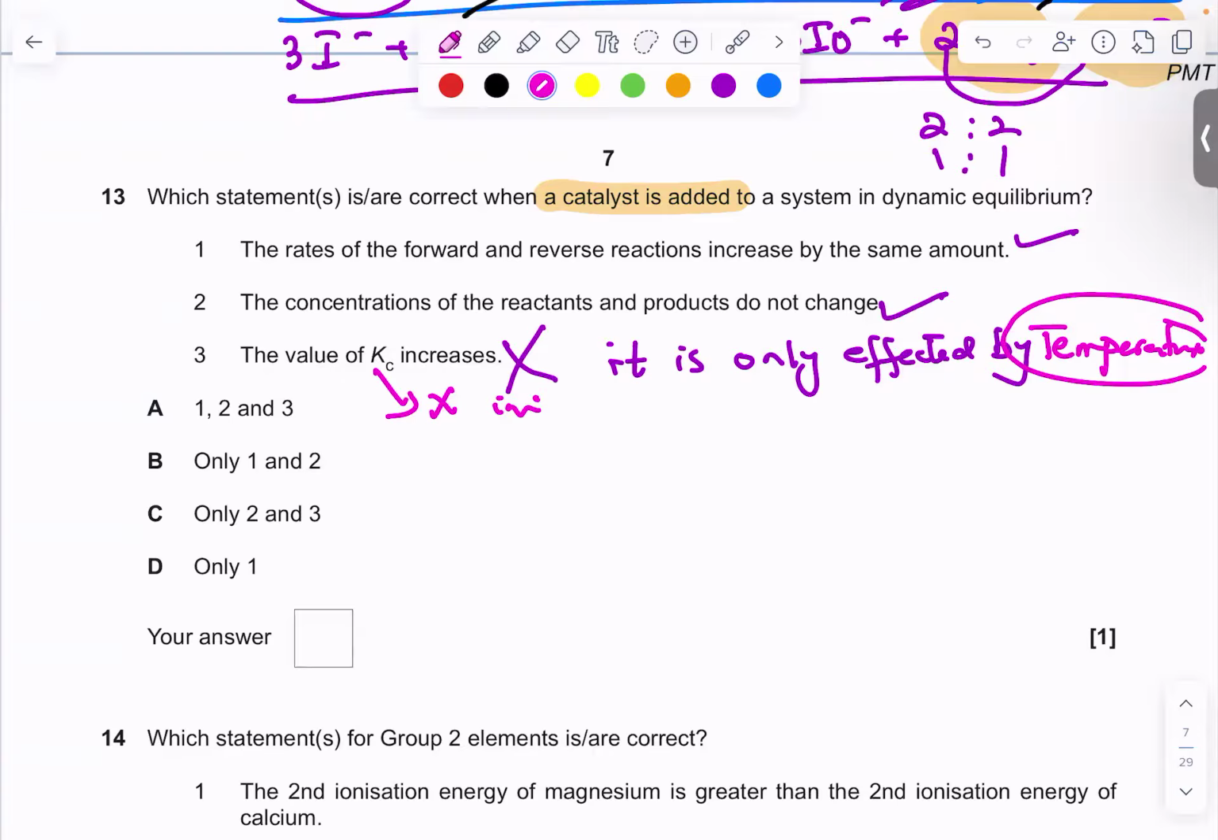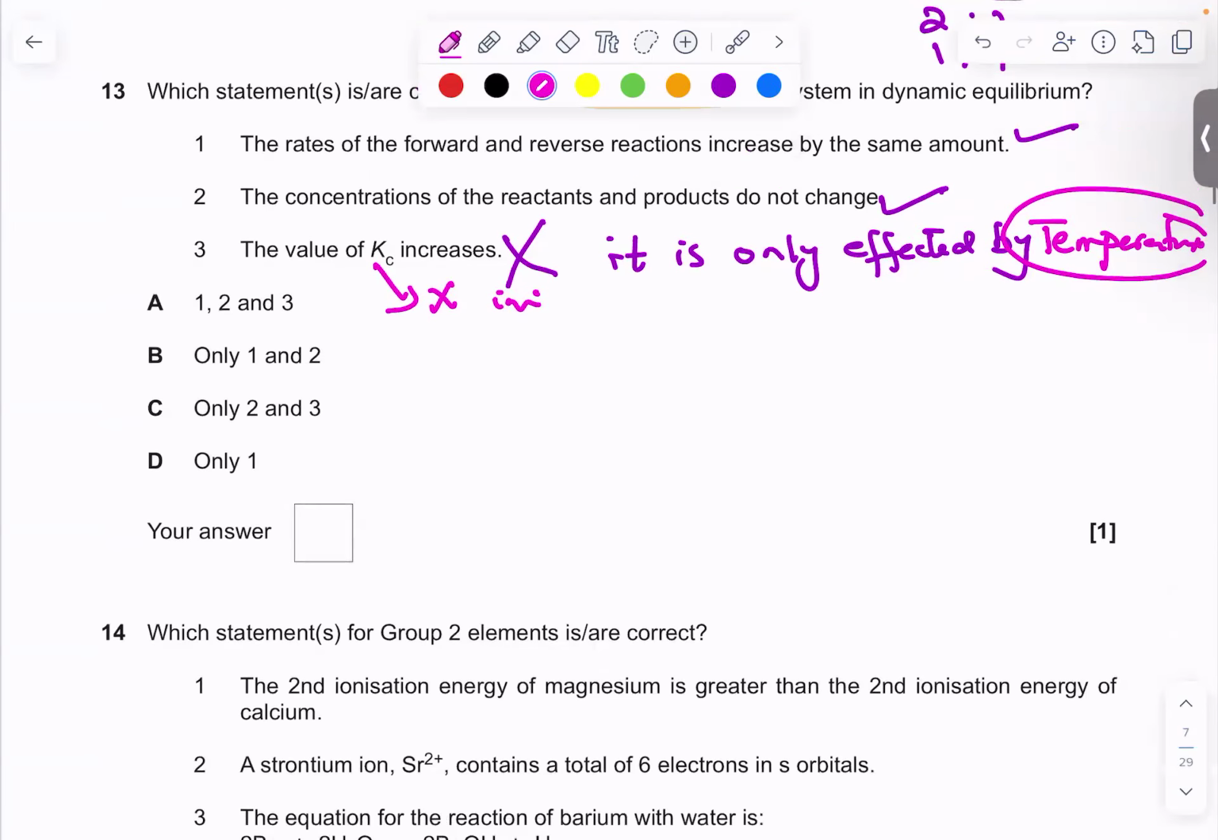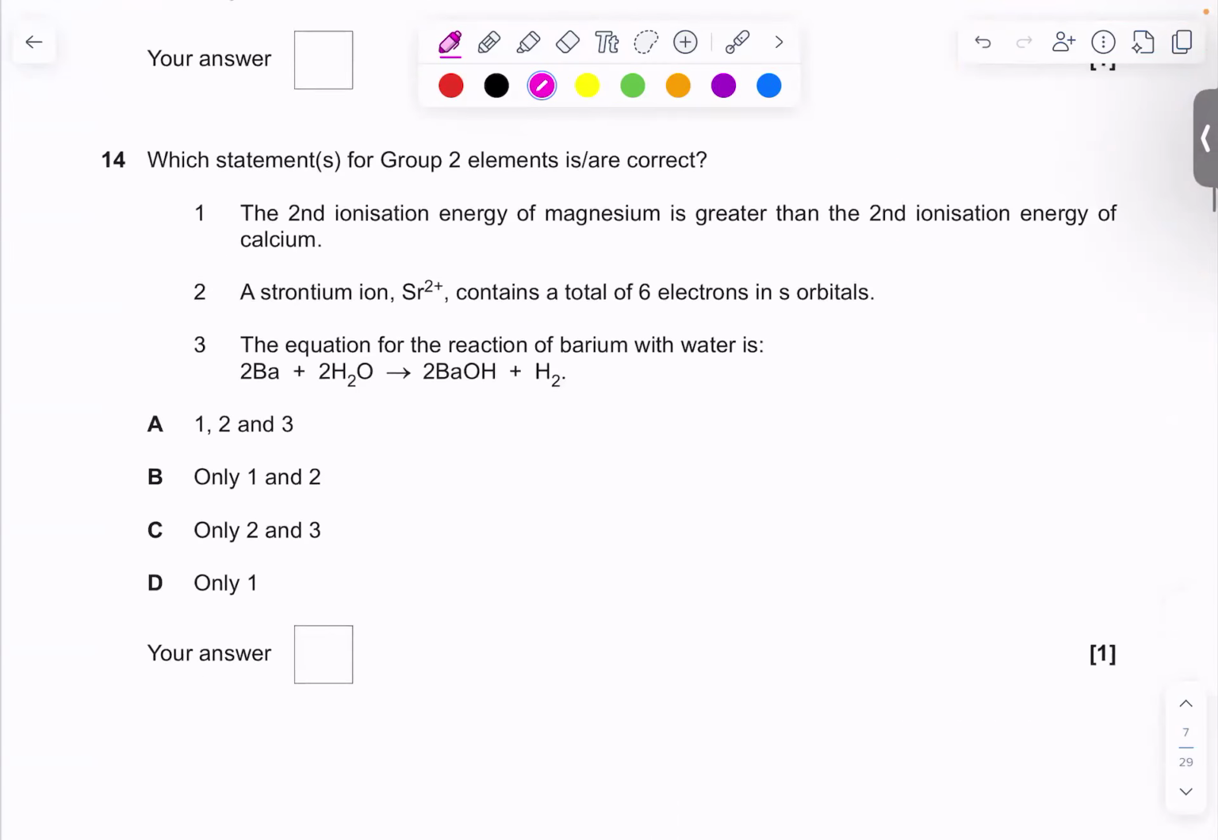Why is that? This is because when you increase the temperature, the kinetic energy of the molecules increases, so it's more about successful collisions. Okay, got it. I just wanted to check that it was about collisions and kinetic energy. Yes. Should we go on to the next? So the answer would be B. Yeah. Next question. Which statement for group 2 elements is correct?